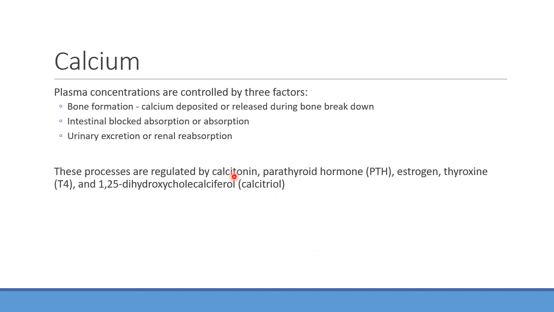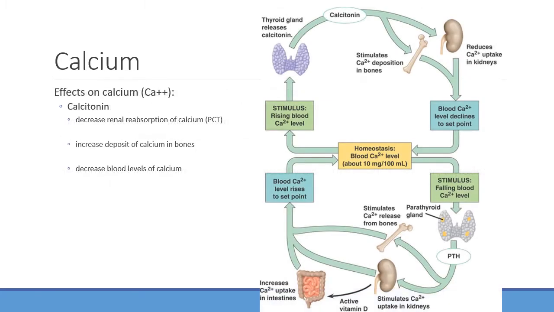So again, certainly things like calcitonin, parathyroid hormone, calcitriol, or this activated form of vitamin D is going to be important here, but also some other things we'll see are going to be things like thyroxine and also estrogen, right? Looking at the effects of, let's look at calcitonin first. So where does calcitonin get released from?